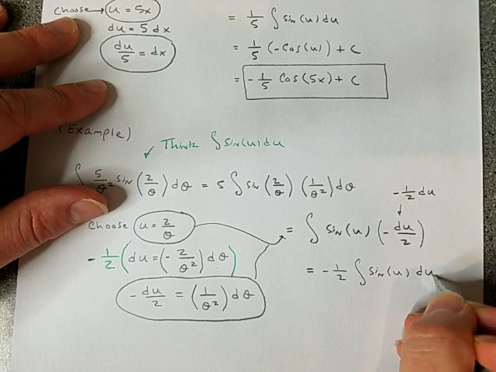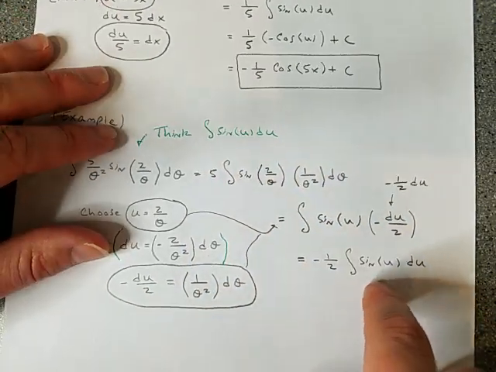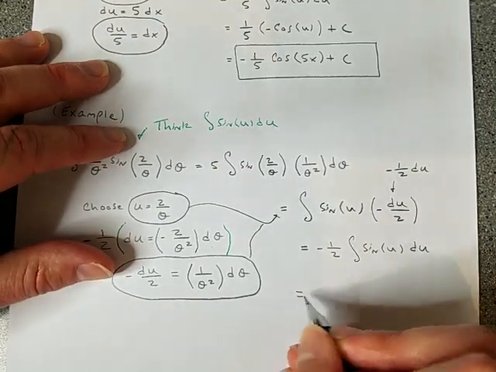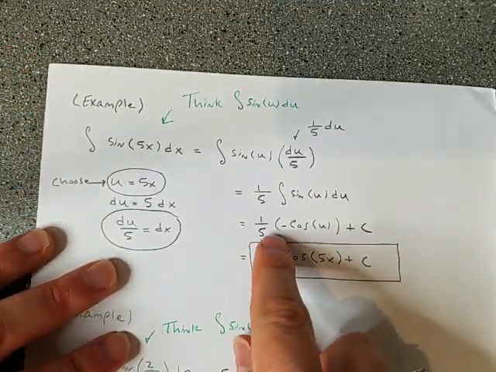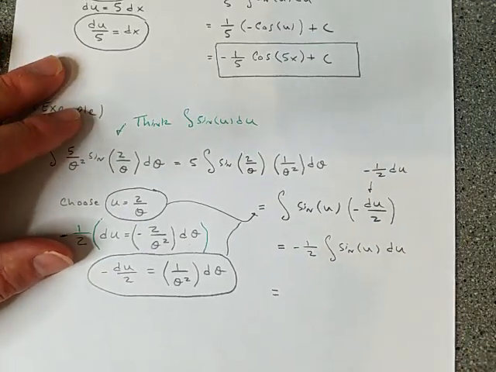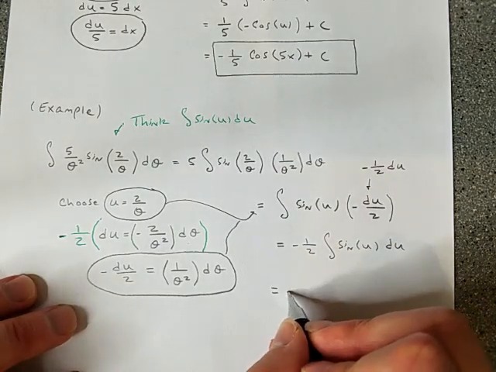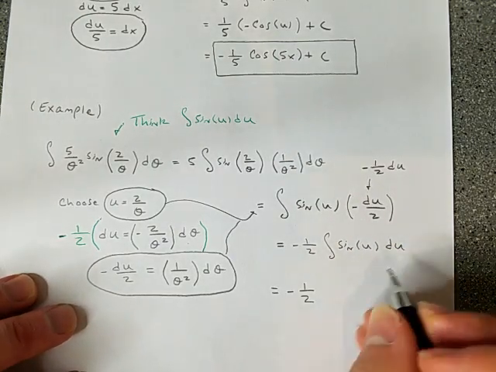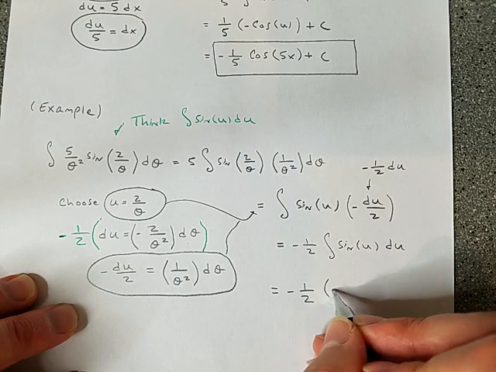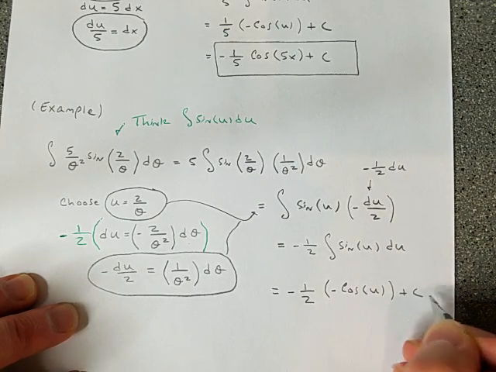I'm left with this. That is a known formula whose answer is negative cosine, right? Just like it was up here. Exactly like it was right there. Okay, we get to the same place. The substitution was a little bit different to get us there, though. So we get negative 1/2 times the antiderivative of sine u, which is negative cosine u, and then plus c.